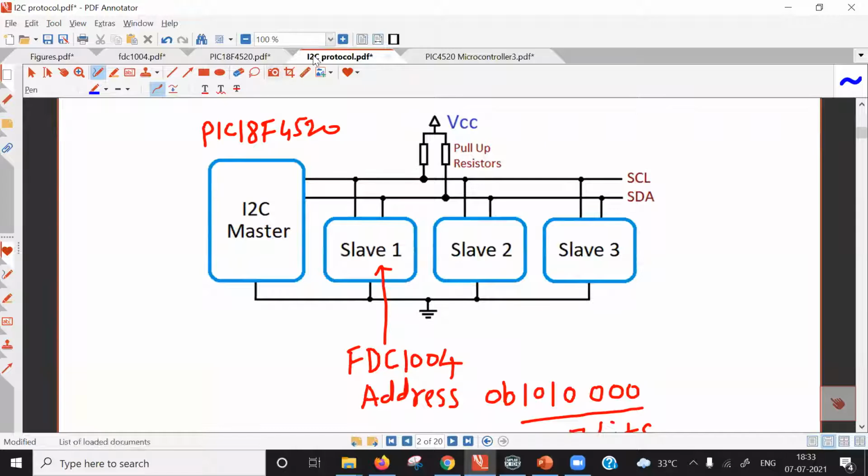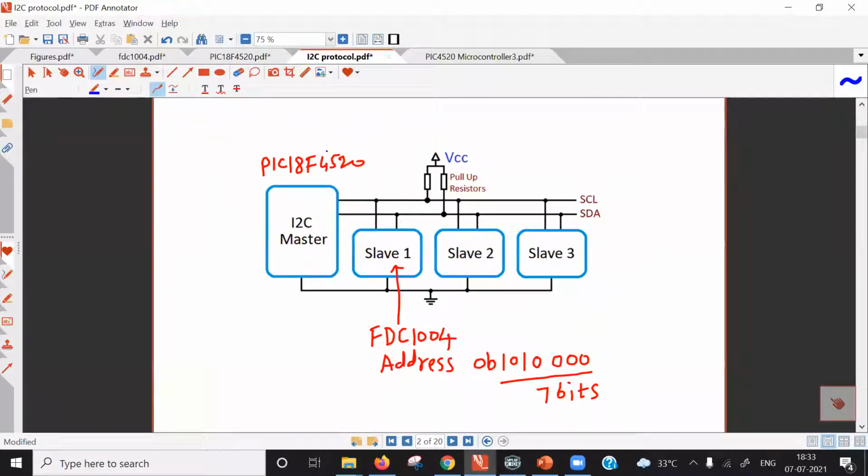Now I have shown here the same block diagram which I have taken from the PPT, but one important thing I have highlighted here. Three slave devices are shown in this block diagram. This I2C master is PIC18F4520, and these are the serial clock and serial data lines. Let us assume that our slave 1 is FDC1004. In the datasheet of FDC1004, its 7-bit address is given for implementation of the I2C protocol.